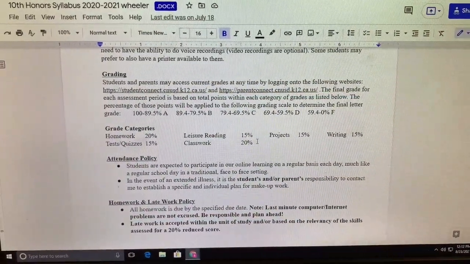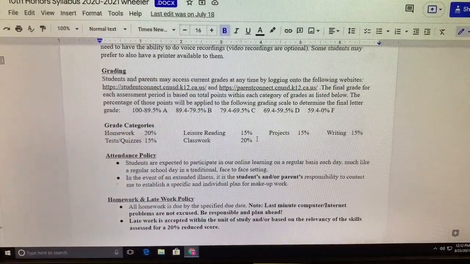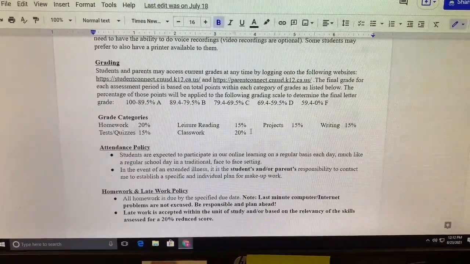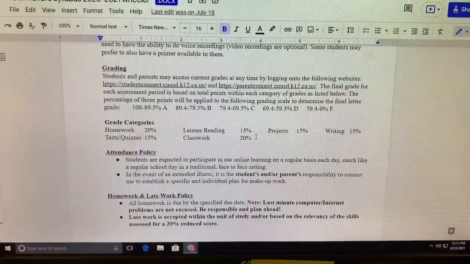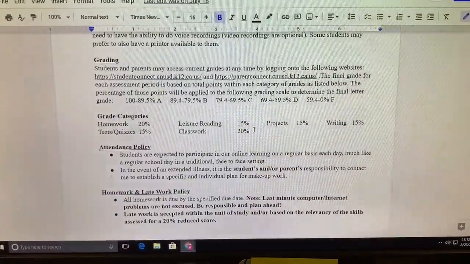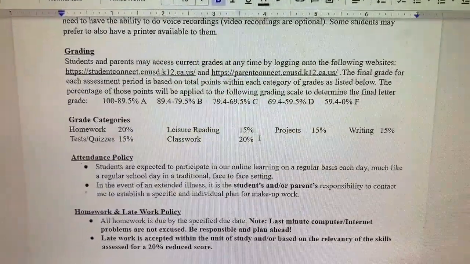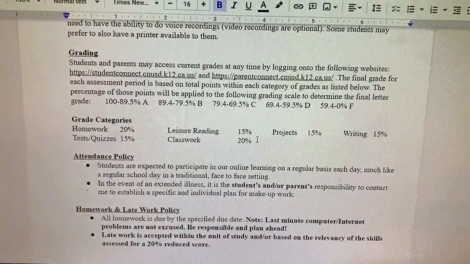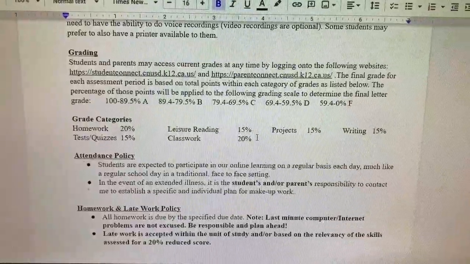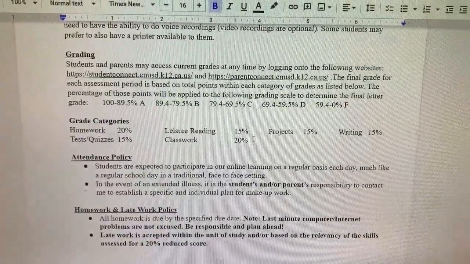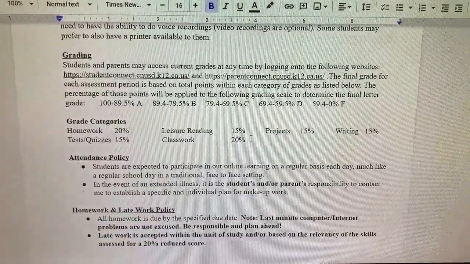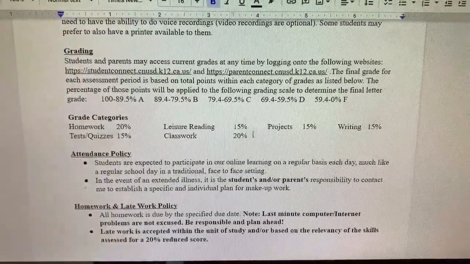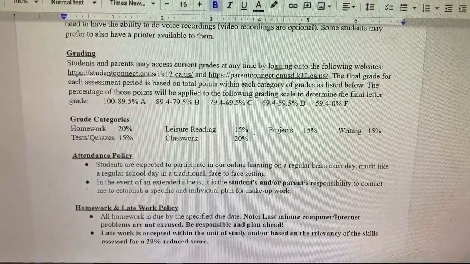So the next thing that I'd like to point out comes on the syllabus, which you all should have signed that your child were at home, is the grade categories. So the grades are put in within the proper category that you can see right here. So homework is 20% of a student's grade, the tests and quizzes are 15%, and so on. So it's not just a point total. They go in the actual categories, which are then weighted by the percentages. So that's important to know.